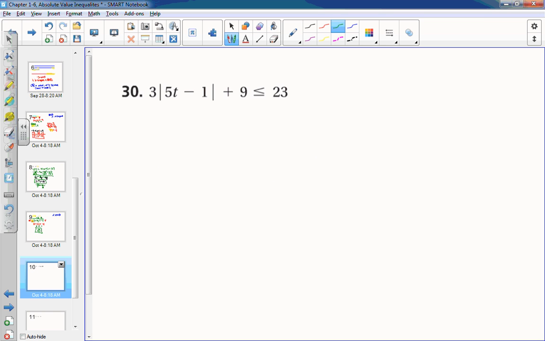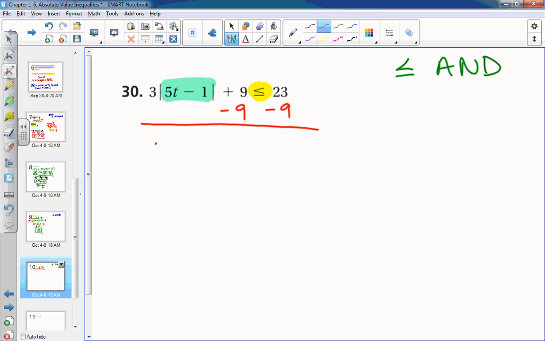Again, number 30. This is going to be less than or equal to, which again is an and compound inequality. So I'm going to first isolate my absolute value. So I have to get rid of that plus 9. So I'm going to subtract 9 from both sides. That gives me 3 times the absolute value of 5t minus 1 is less than or equal to.